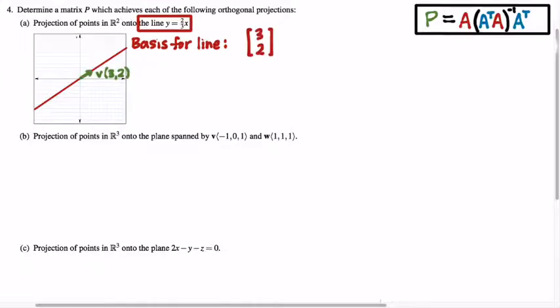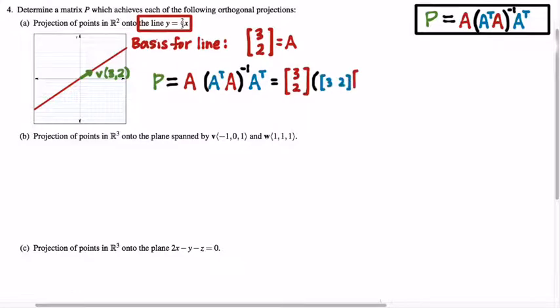I can choose the vector (3, 2), and then that will be my matrix A. Then to find the projection matrix P, we just need to run through the projection matrix formula: A times the inverse of A transpose A times A transpose. Doing out that arithmetic, we have (3, 2) times (3, 2) as a row times (3, 2) as a column, quantity inverse, times (3, 2).